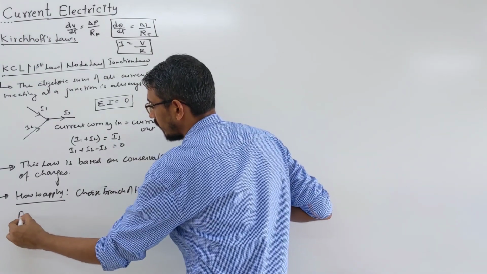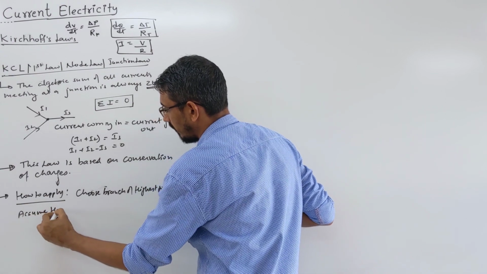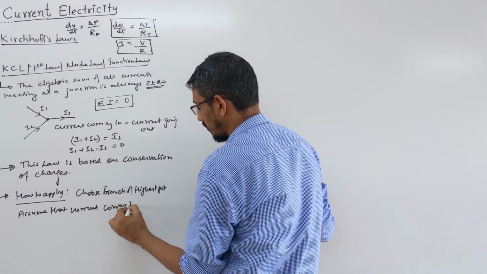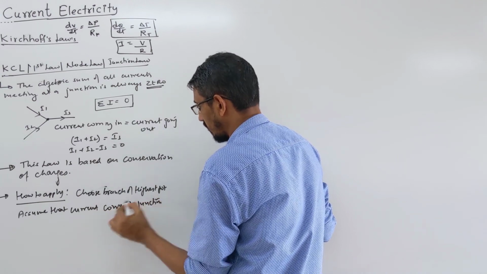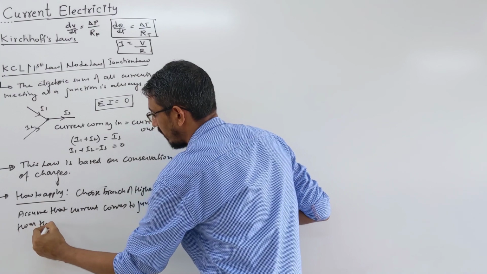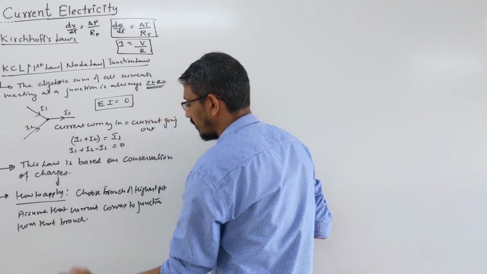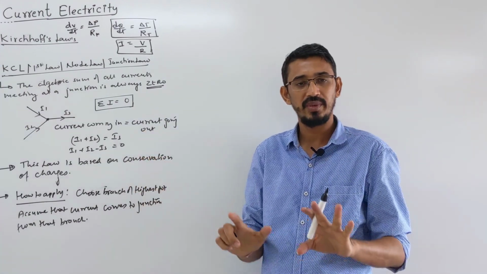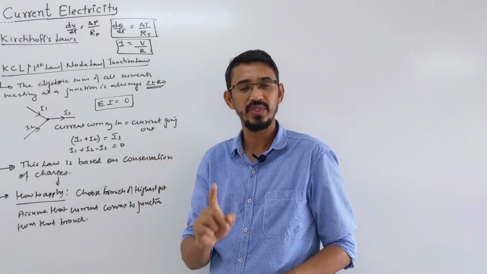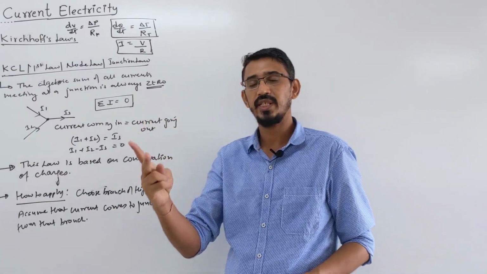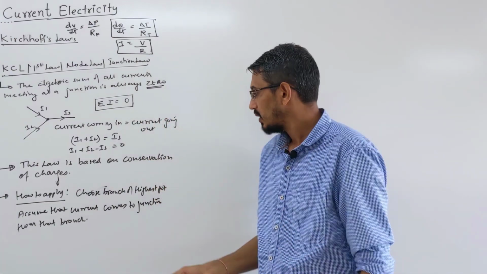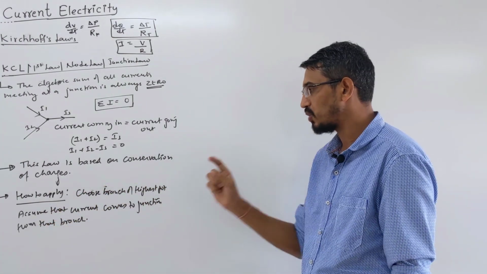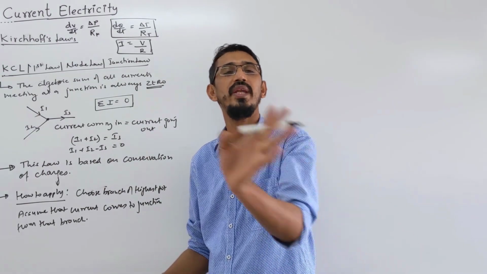Then assume that current comes to the junction from that branch. We choose the branch which has highest potential among all given branches, 10 branches given, 5 branches given. We choose only one branch which has highest potential. Suppose two branches have equal potential, then we will choose both. So we choose the branch which has highest potential and assume that current comes from that branch to the junction and goes in all remaining branches.